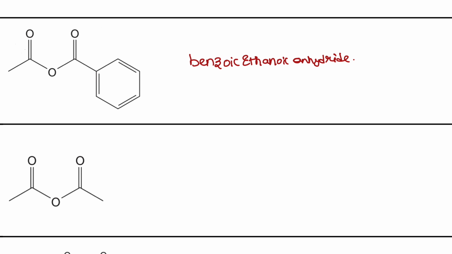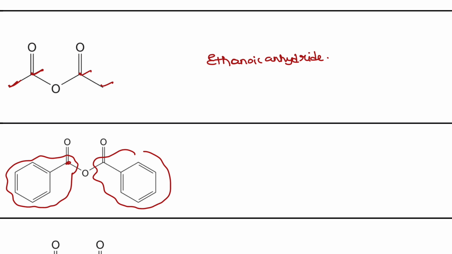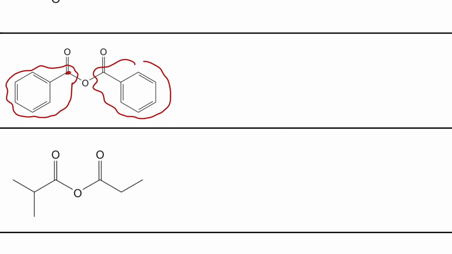And again, this is an acid anhydride. So here we have one carbon, here one carbon, here one carbon. Both are ethanoic. Both are coming from ethanoic acids. So therefore, it is ethanoic anhydride. But don't say diethanoic. And here, this is again benzoic. This is also benzoic. Therefore, it is benzoic anhydride.